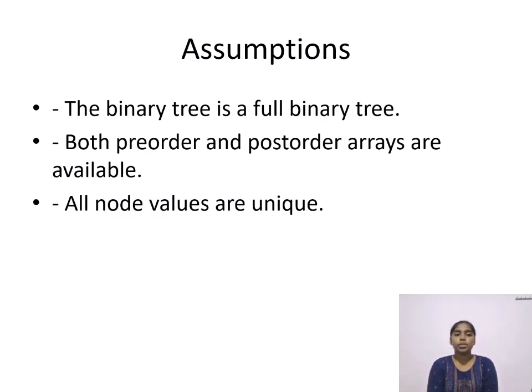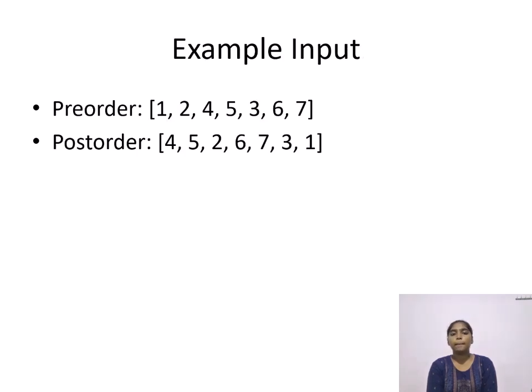Here are the assumptions: the binary tree is a full binary tree, both pre-order and post-order arrays are available, and all node values are unique. Here is the example input: pre-order 1, 2, 4, 5, 3, 6 and 7, and post-order 4, 5, 2, 6, 7 and 3 and 1.